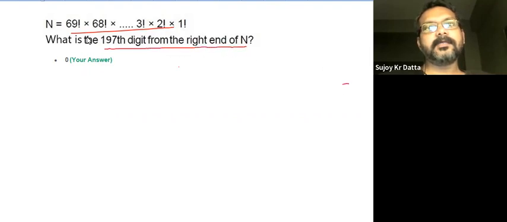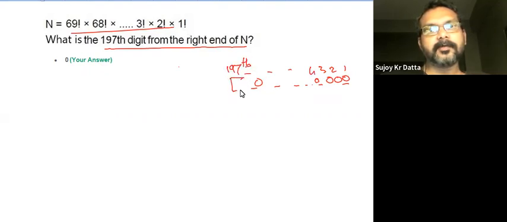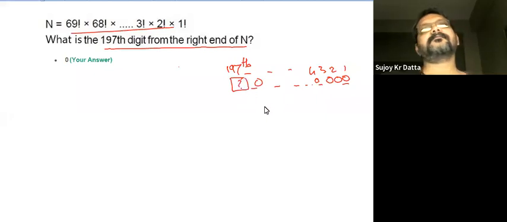So obviously this whole thing, like 69 factorial itself, will end with a lot of zeros. And so in the product of all of such, there will be lots of zeros here. Okay. So you start counting first, second, third, fourth from the right end. You count. You reach the 197th position, and you have to figure out what this digit is.